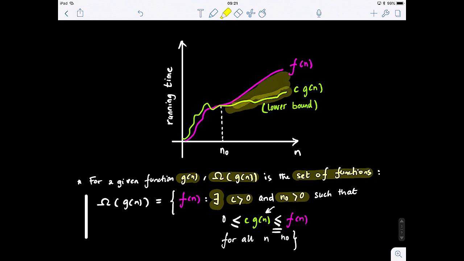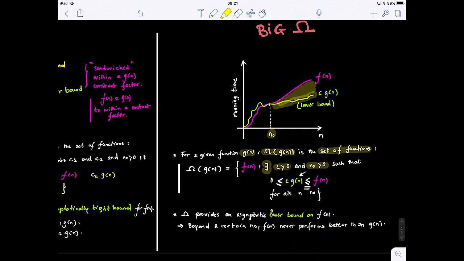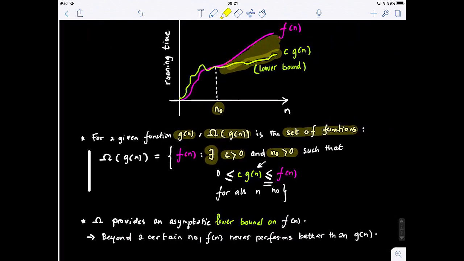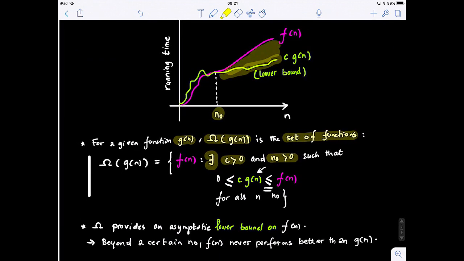So starting from an n0, we can see that f of n lies always above that function. So here we say that the omega provides an asymptotic lower bound on f, okay? So beyond a certain n0, f of n never performs better than g of n, okay? So it never performs better than g of n. Guys, you need to revise those and wrap your mind around these concepts, okay?